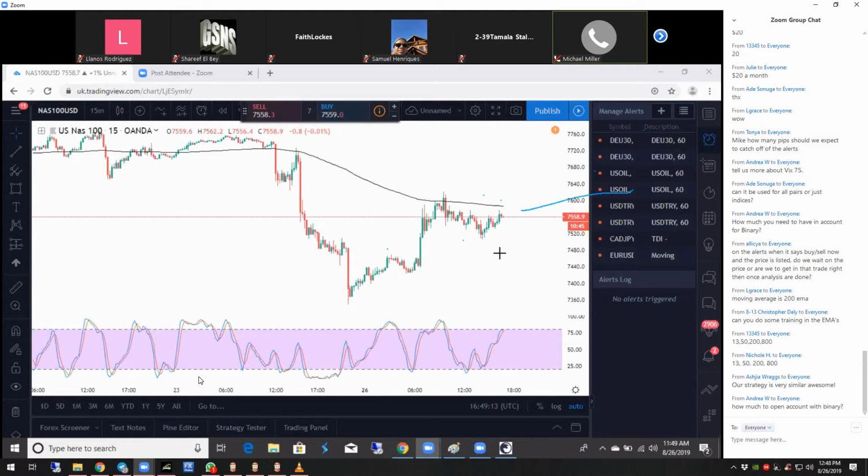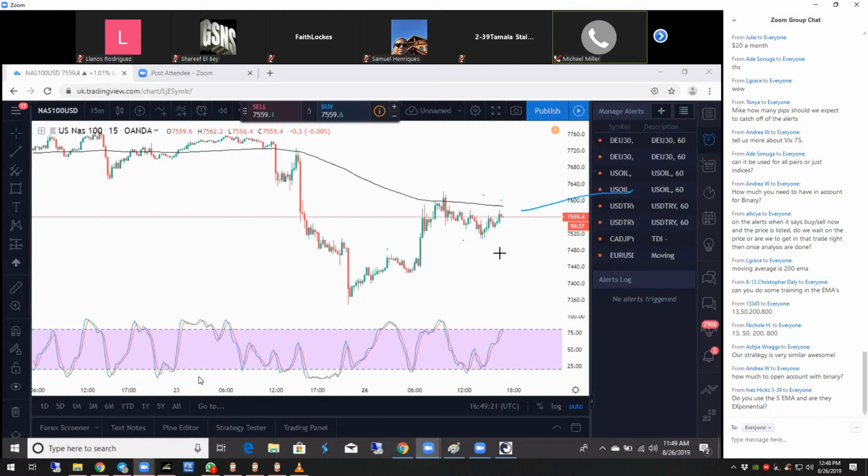I'm going through these questions. Hold on one second, y'all. Somebody asked how many pips you can expect to catch off the alert. Since you're on the 15-minute chart, on regular forex pairs you can go between 20 and 50 pips, and on indexes you can look at over 500 pips. They move. Someone asked if it can be used on all pairs. I have it on a few forex pairs and on the indices, so it's sending out alerts for both of them throughout the day.